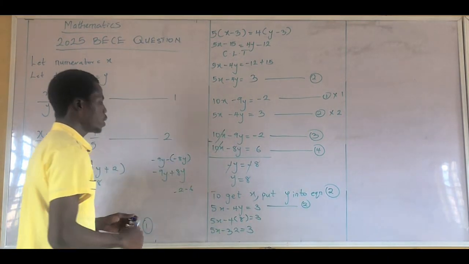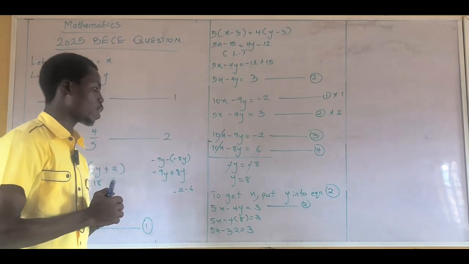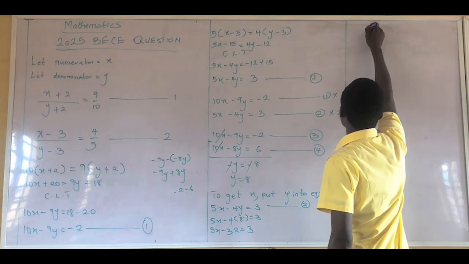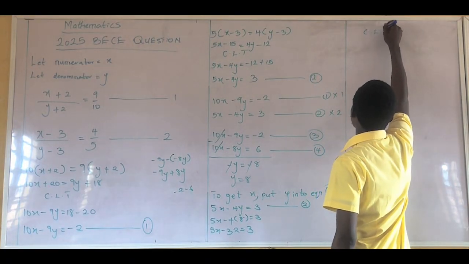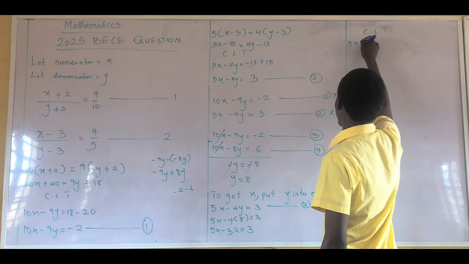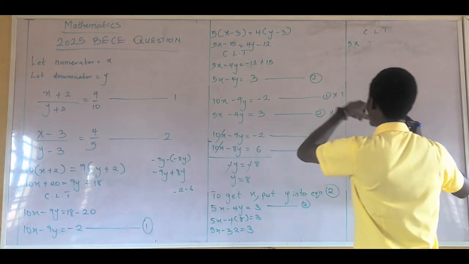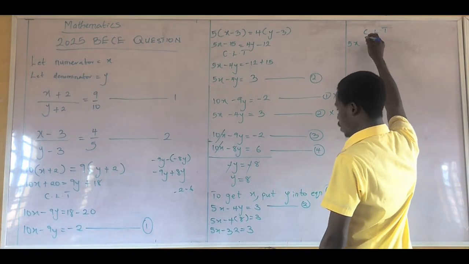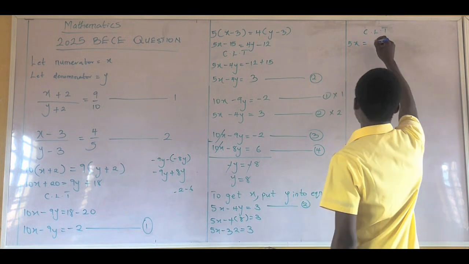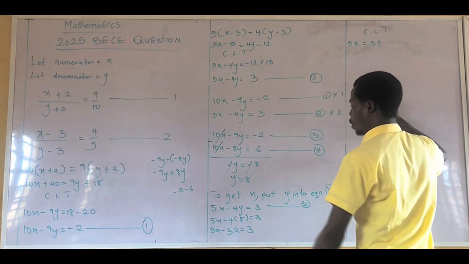5x minus 32 equals 3. Then what do we do next from this point? We are to solve this by doing what? Collect like terms. Collect like terms. Okay? So if you collect the like terms, we're going to have 5x minus, okay? Let's take minus 32 to the other side. What are we going to have? 5x equals, okay? 3 plus, in this case now, what are we going to have?